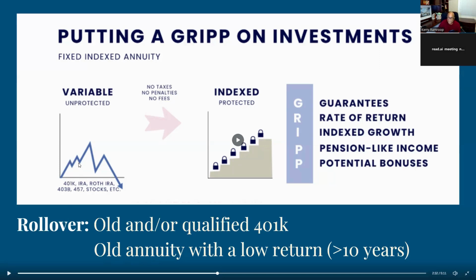And if the market comes back up, you gain, and then the 401k is behind, because this will get the growth. Here you have growth, and part of the growth is locked in. Whenever this falls, you don't get the fall, you only get the growth. So there are guarantees, there's a rate of return, there's index growth, pension-like income, and potential bonuses.